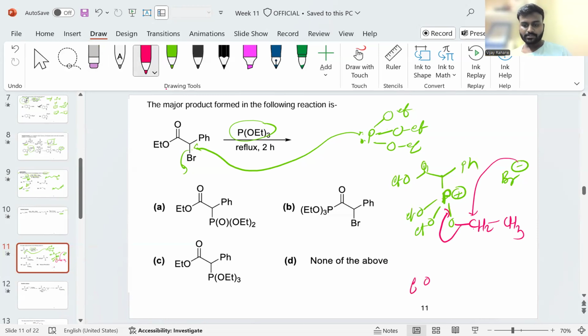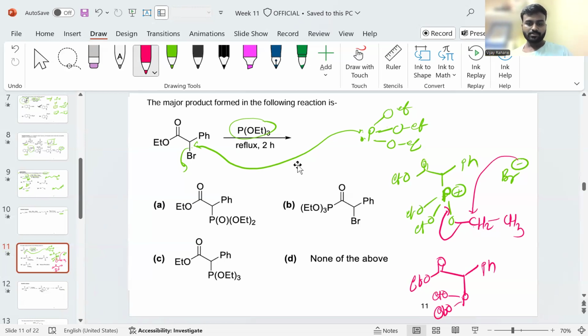So what will be the product? O ethyl double bond O. This is the phosphorus, and here there is a phenyl ring which has the O ethyl substituent, and now since it is P double bond O, so that will be like this. So this will be the product in this reaction. That's the phosphate.